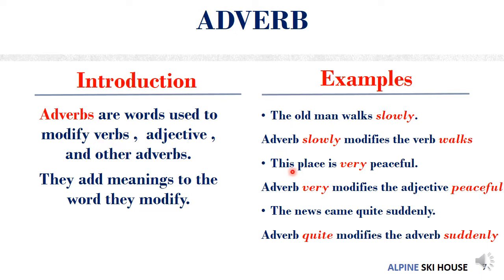Next, this place is very peaceful. The adverb very is modifying the adjective peaceful. Now when I say place, place is a noun, and when I say peaceful, peaceful is an adjective. Why? This peaceful is telling about a noun, that is a place. So the second example is telling us an adverb will modify an adjective.